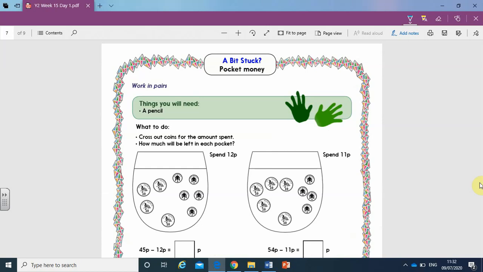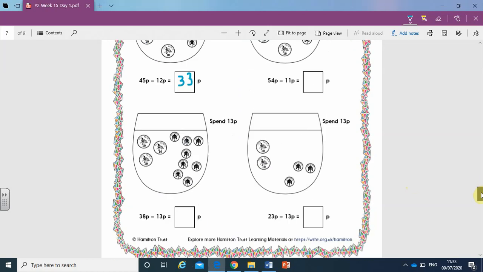So, if you're a bit stuck, you want a little more help, well, there's an activity here for you to do, working in twos. Cross out the coins for the amount spent. How much will be left? So we've got 12 pence. So you could sort of units your tens, but 2 units, you can partition it into 10 and 2. So 1, 2, and my 10, I've taken away my 12 now, they've gone. And I can count up in my 10s. 10, 20, 30, 1, 2, 3. My answer is 33. So that's quite a nice activity to do. If you're unsure, you can write out your tens and units and cross them out.